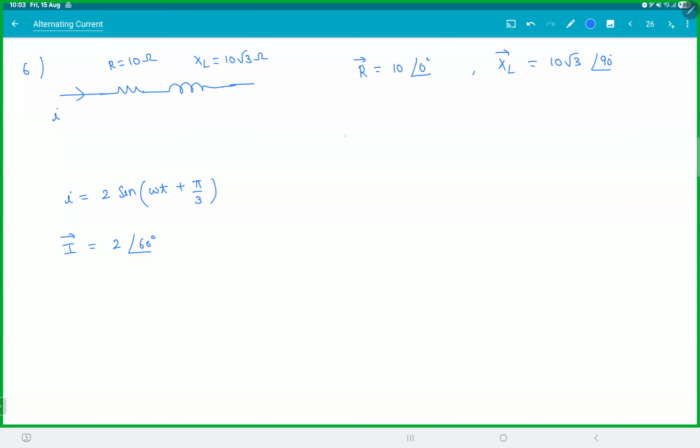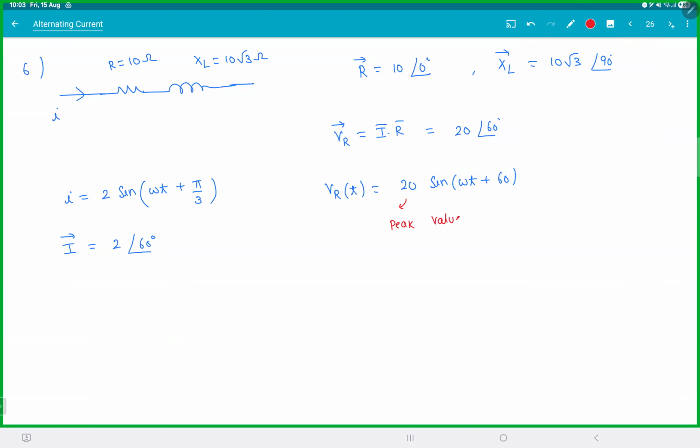There, we got it already. So you want VR as function of VR bar. What is VR bar? Current into R bar. You're getting it? Once you get this, it's all Ohm's law only. V is equal to IR. You just multiply. So that will be 2 into 10, 20, 60 degrees. So VR as function of time t will be 20 sine omega t plus 60 degrees. Now understand something. This is your peak value.